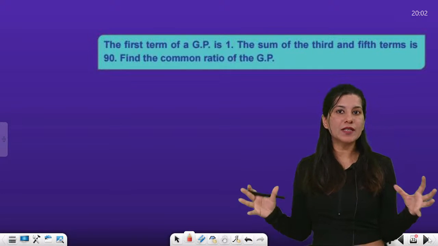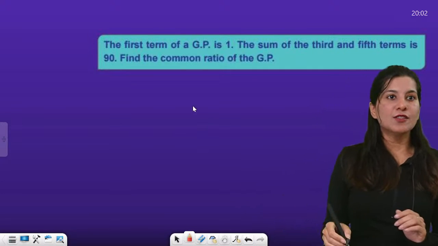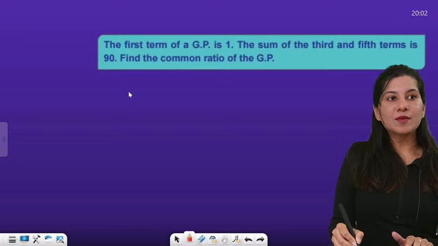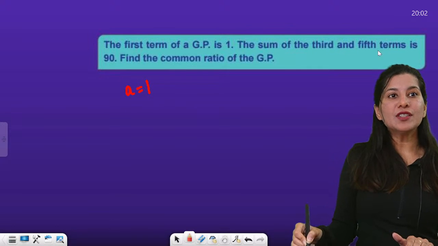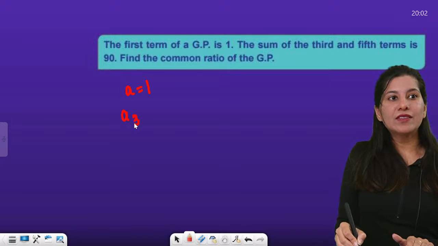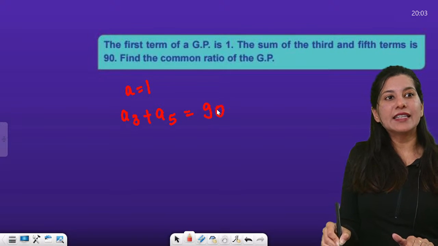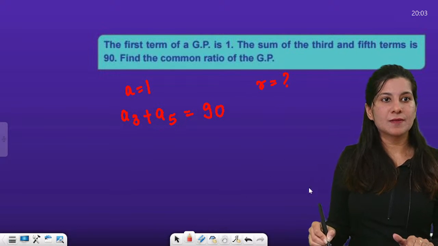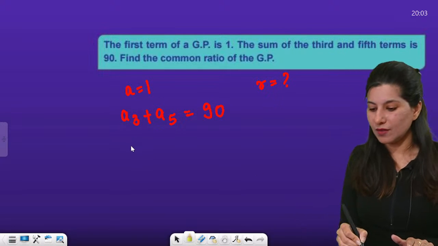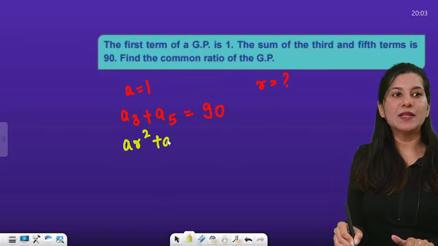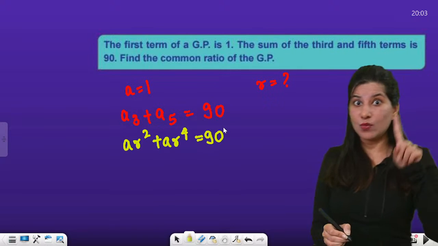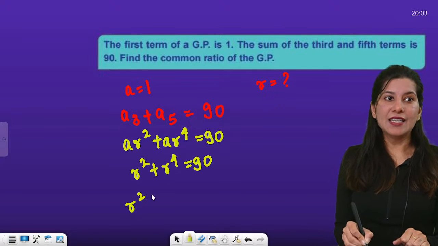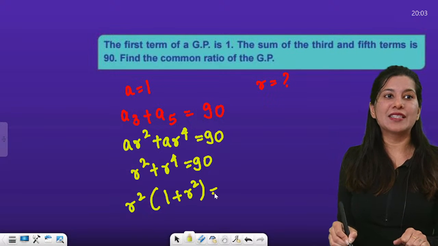Let us understand geometric progression with the help of a few questions. In this question, the first term of a geometric progression is given as 1, that means A is 1. The sum of the third and fifth term is 90, so A3 plus A5 is 90, and we are looking for the common ratio. A3 is A R square, plus A R power 4 is 90. Now A is 1, so R square plus R raised to power 4 is equal to 90. Taking R square common, I get R square times 1 plus R square is equal to 90.